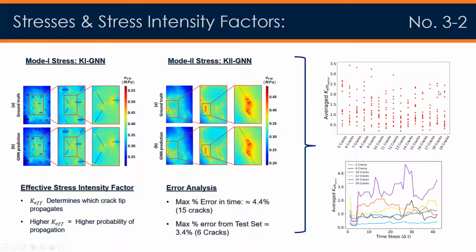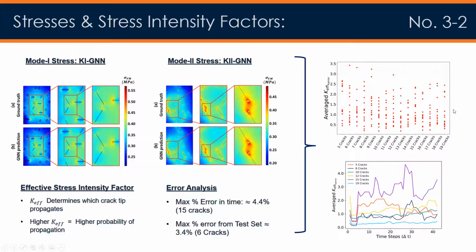So what you see here at the top is an error analysis on the entire test data set from 5 microcracks all the way to 19 microcracks. And we see here 15 discrete points. What this represents is the maximum average error for the effective stress intensity factors for each simulation in the test data set. And the main takeaway is that 6 microcracks has the highest percent error, and it's well below 3.5, I would say approximately 3.4% error. So this is very low error, so we can conclude that the K1 and K2 are predicted with good accuracy by the GNN on this test data set.